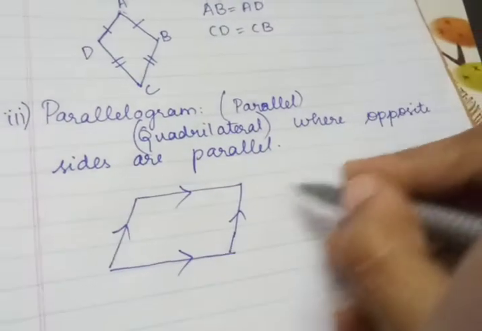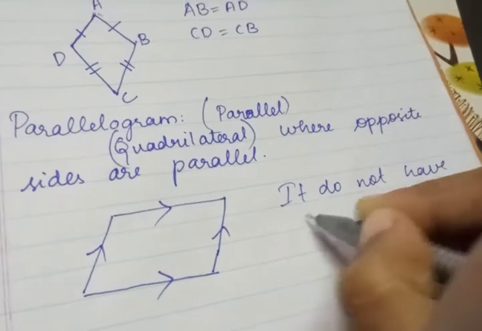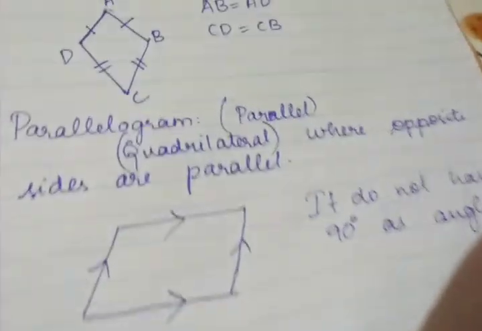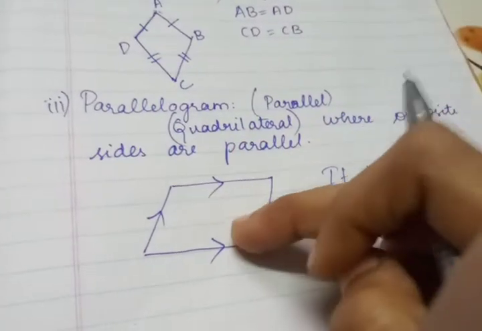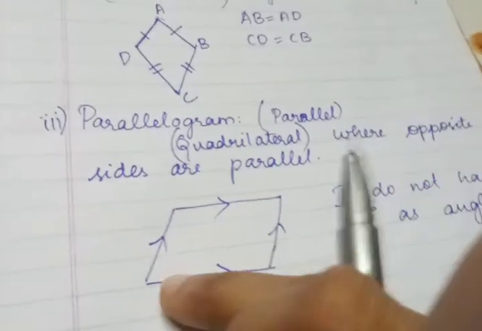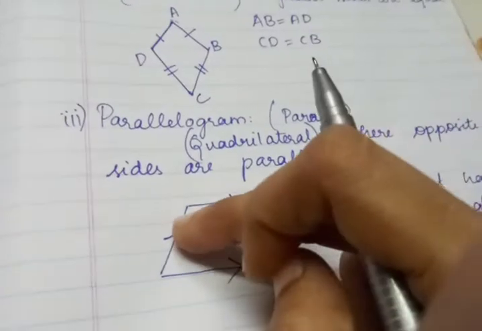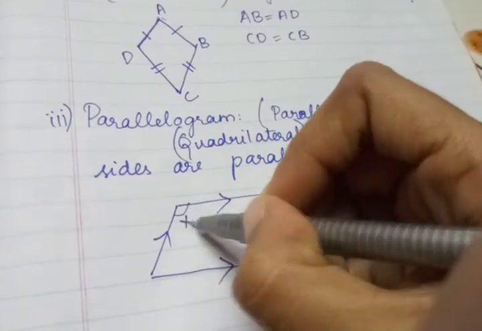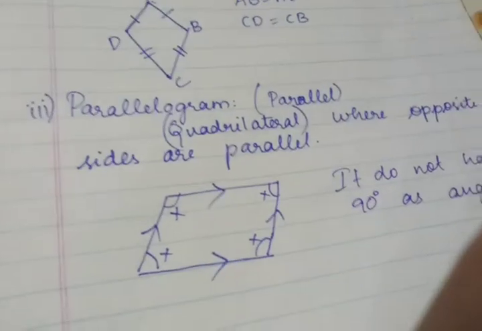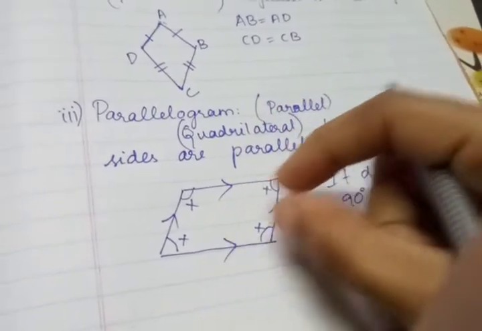And it does not have 90 degrees as an angle. In a rectangle, opposite sides are equal and parallel also, but it has 90 degrees. Here, opposite sides are parallel, but it is not 90 degrees. See, we are not getting 90 degrees in this diagram. Parallelogram means a quadrilateral, children, where opposite sides are parallel.